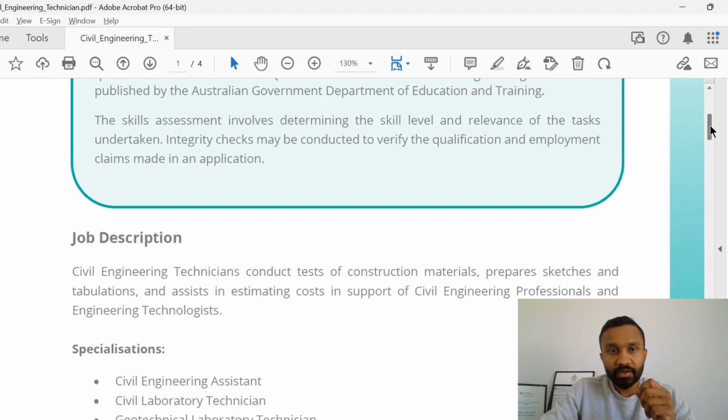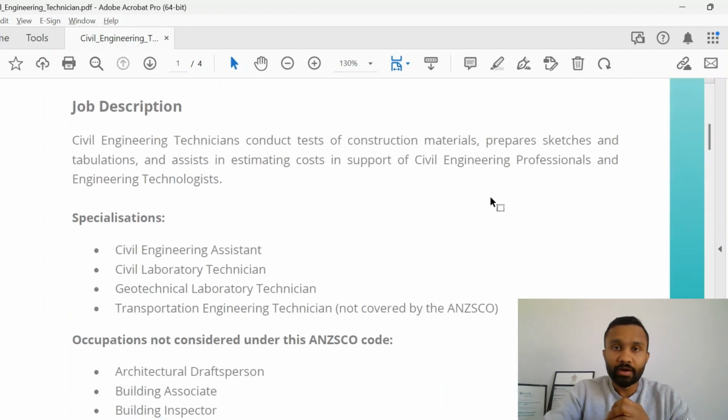So, like I said, it's an in-demand occupation, invited with just 70 points for the 189 visa. If you are a civil engineering technician, a civil engineering professional, reach out to us today, and we are happy to assess your profile and see if you're eligible for general skilled migration.